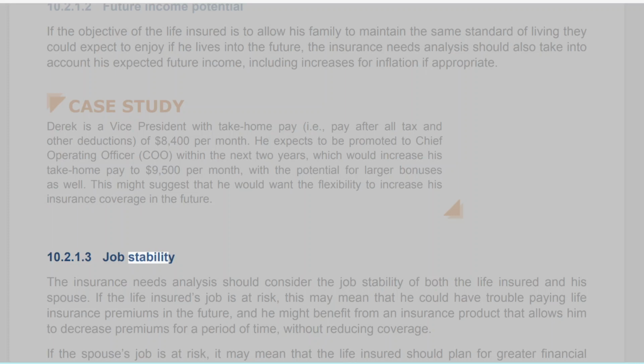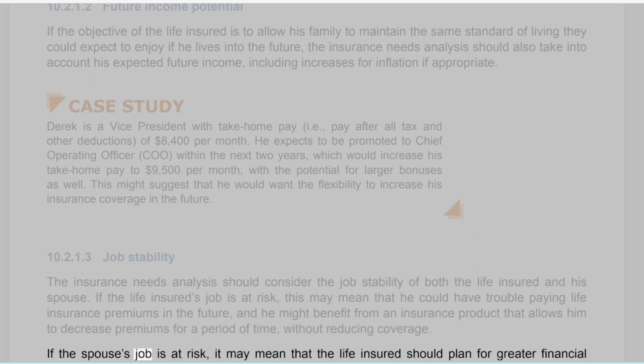10.2.1.3 Job stability. The insurance needs analysis should consider the job stability of both the life insured and his spouse. If the life insured's job is at risk, this may mean that he could have trouble paying life insurance premiums in the future, and he might benefit from an insurance product that allows him to decrease premiums for a period of time, without reducing coverage.